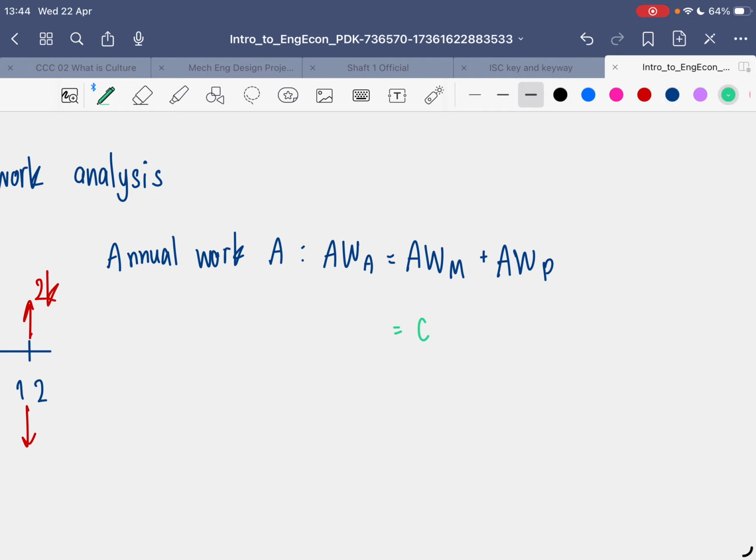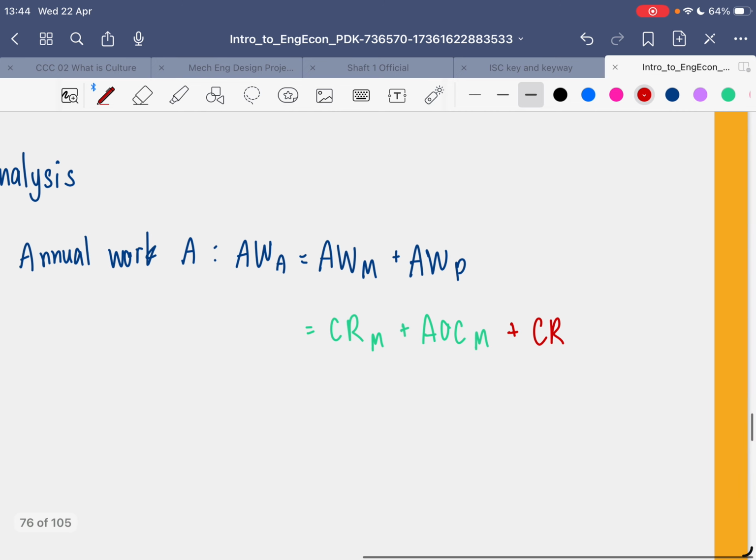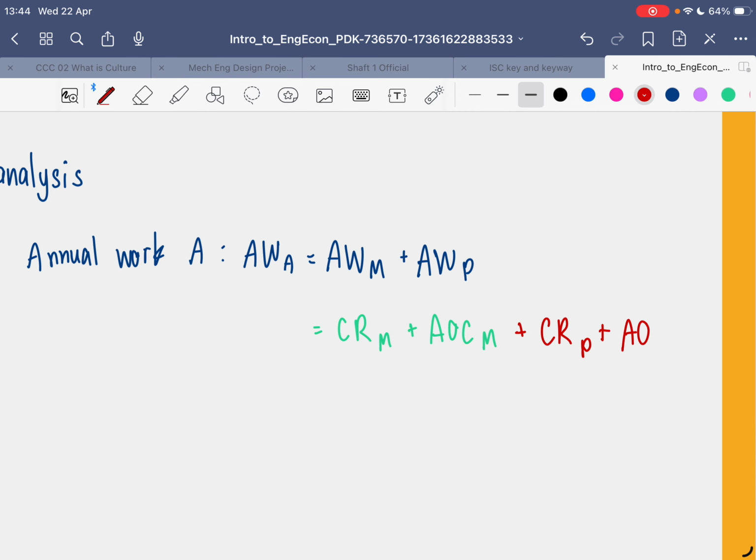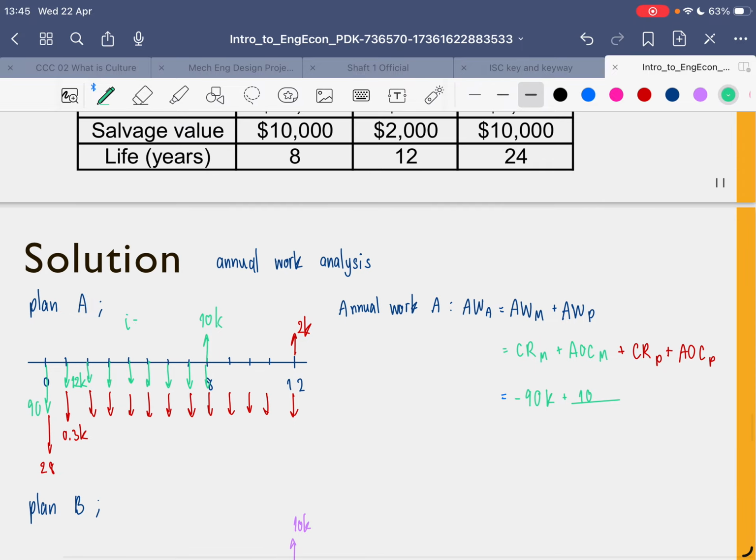And basically AOC is given already. So what we really need to do is find the capital recovery of mover and pack. Capital recovery of mover is equal to minus 90K, and then plus 10 divided by 1.15 to the power of A, where the interest rate is 15%.